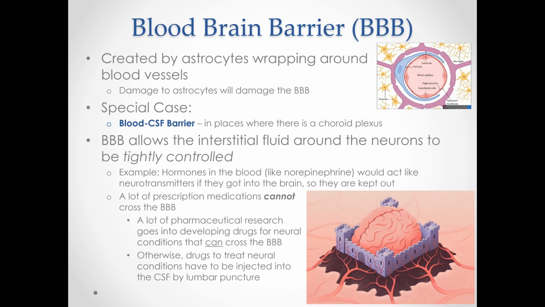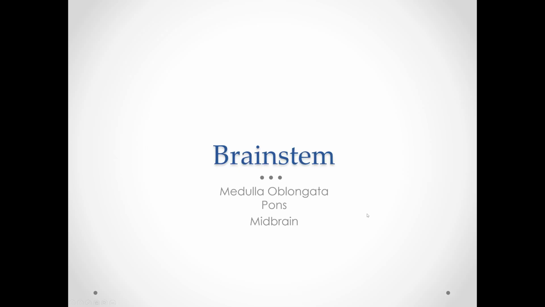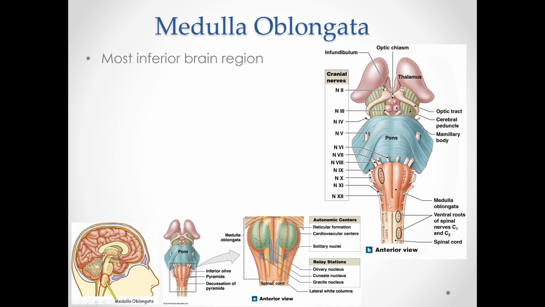In this section, we're going to look at the structures of the brainstem, which include the medulla oblongata, the pons, and the midbrain. So we'll start with the medulla oblongata, which is the most inferior brain region. So this is where the brain is actually connecting up with the spinal cord. And the medulla oblongata contains 3 major groups of nuclei.